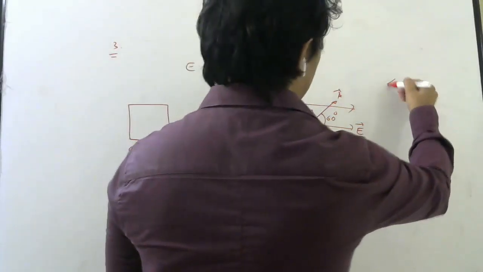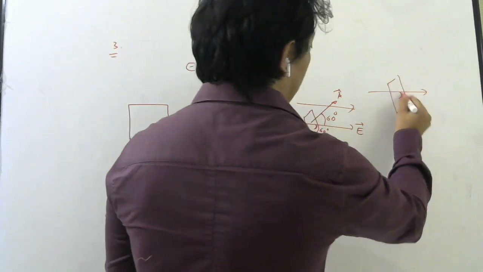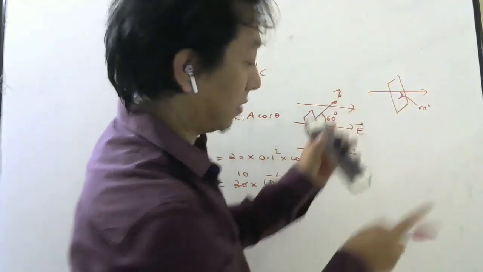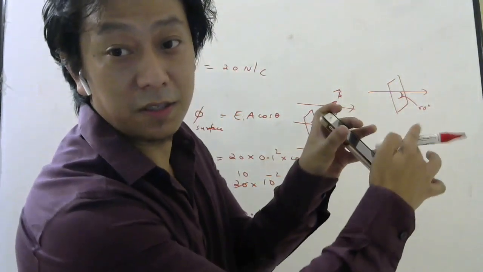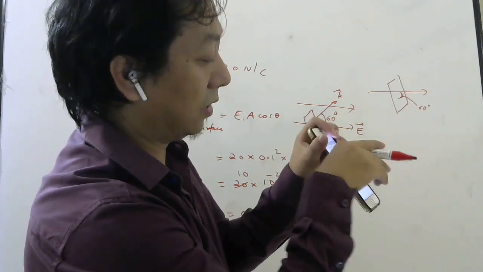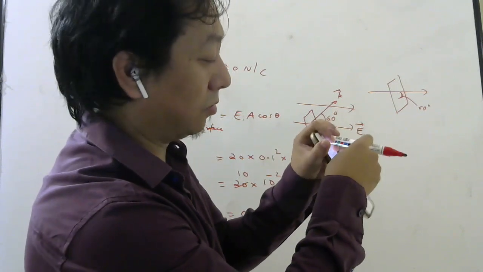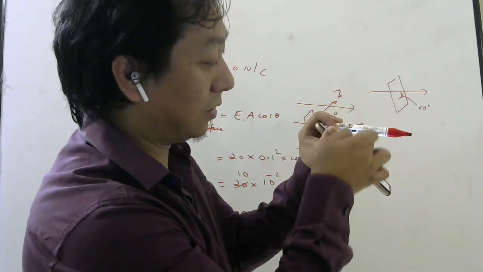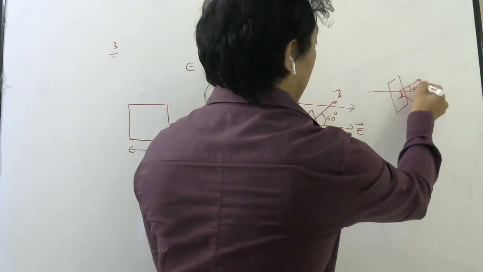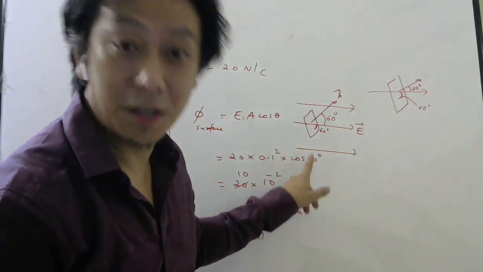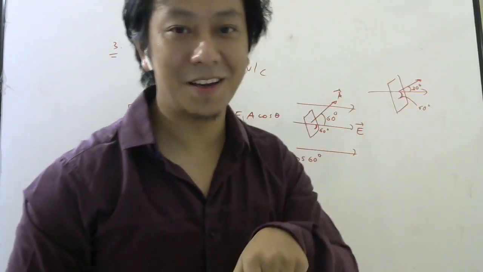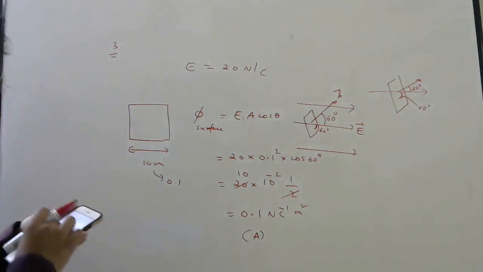But sometimes they will say this is the surface and the surface makes 60 degree. So if the surface makes an angle of 60 degree, how to show you properly? This is the surface. This is the electric field. So if this angle is 60 degree, then the area vector will be here. So the area vector will make what angle? 30 degree. So here you should not use 60 degree. You should use 30 degree, because this is the angle between the area vector and electric field, not the surface and electric field. So be careful.